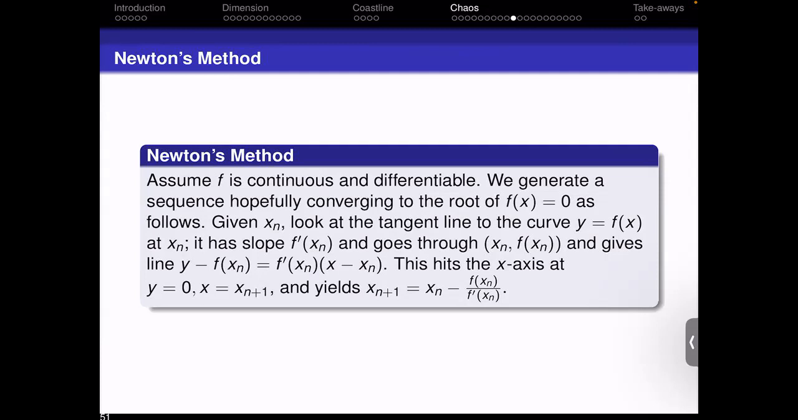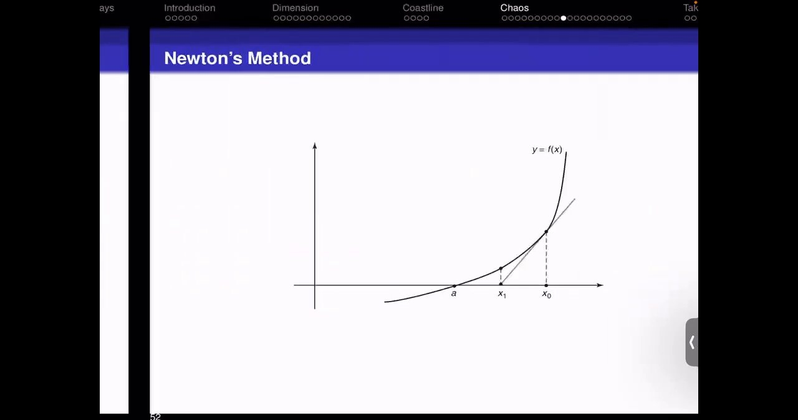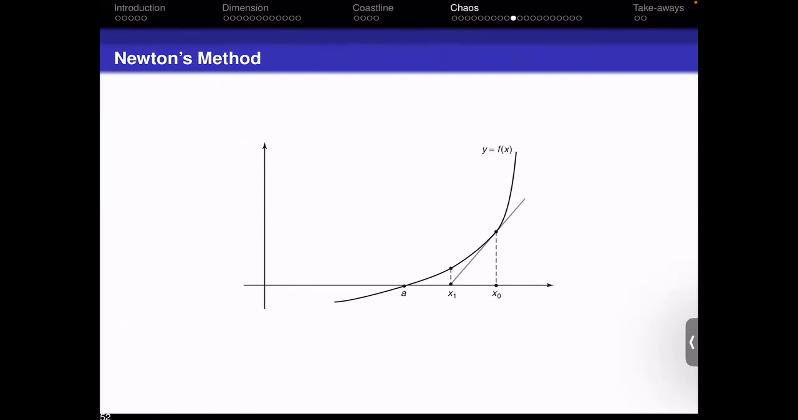And so when you do the algebra and you solve, you get x_{n+1} is x_n minus f(x_n) over f prime of x_n. So we'll talk about that algebra in a little bit. So here is a picture to illustrate what's going on. I start off with my guess x naught. I calculate my tangent line. It hits the axis at x1.